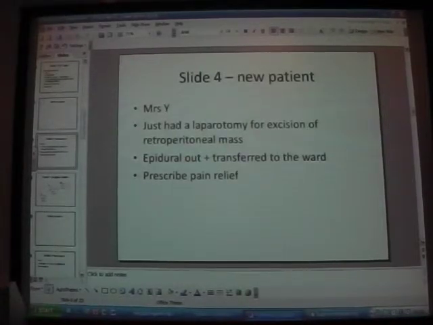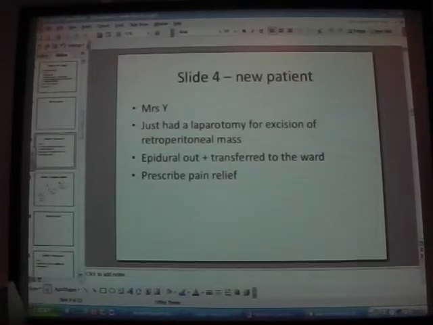I'll give you a tip with this one, okay? Don't just prescribe paracetamol. Prescribe all the pain relief that she's going to want, otherwise they're going to pull you back every time she needs something a bit more. And prescribe everything that she's going to need to combat the side effects as well.